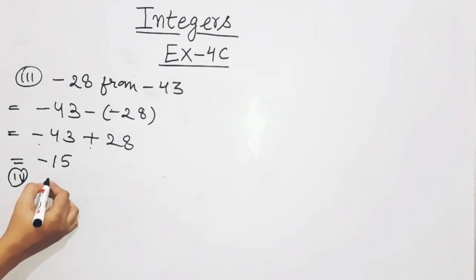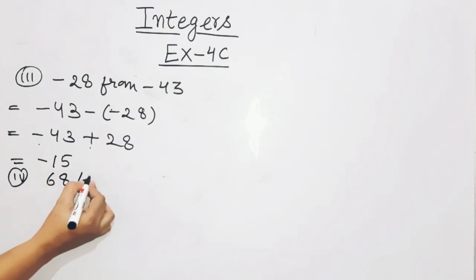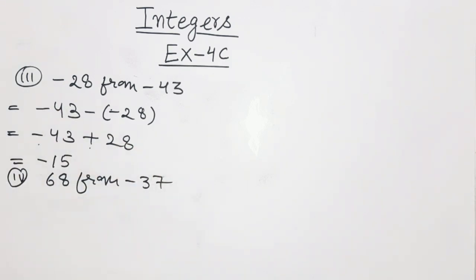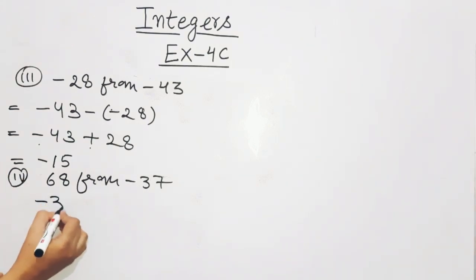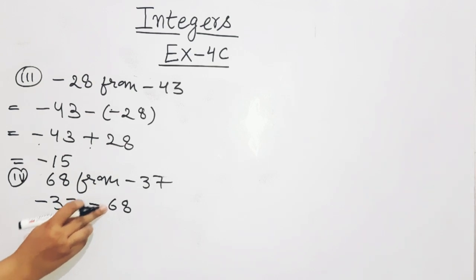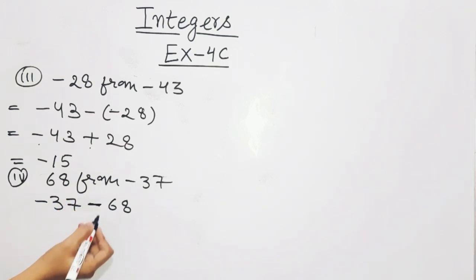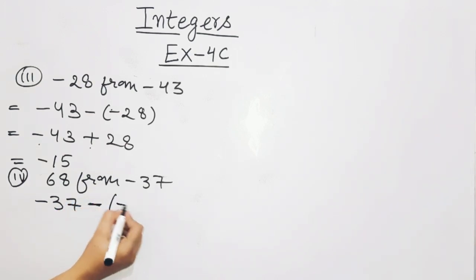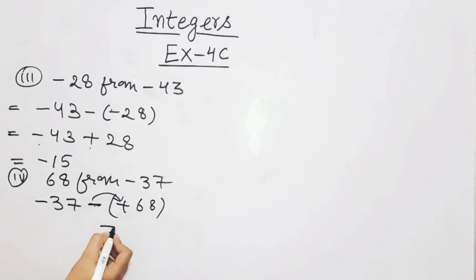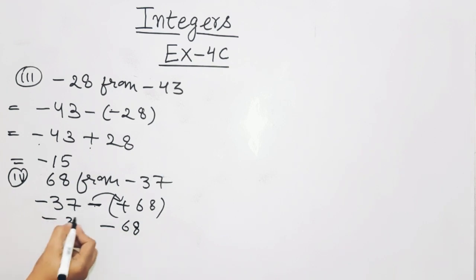Coming to the fourth option. So the fourth option is 68 from minus 37, right? 68 from minus 37. So minus 37 minus 68. Since 68 was a positive integer, I am directly subtracting it. There is no need to put any positive sign. क्योंकि अगर मैं इसमें ऐसे लगा भी दूँ plus 68, बाद में क्या हो जाएगा? Plus minus minus. So again you have to write like this.